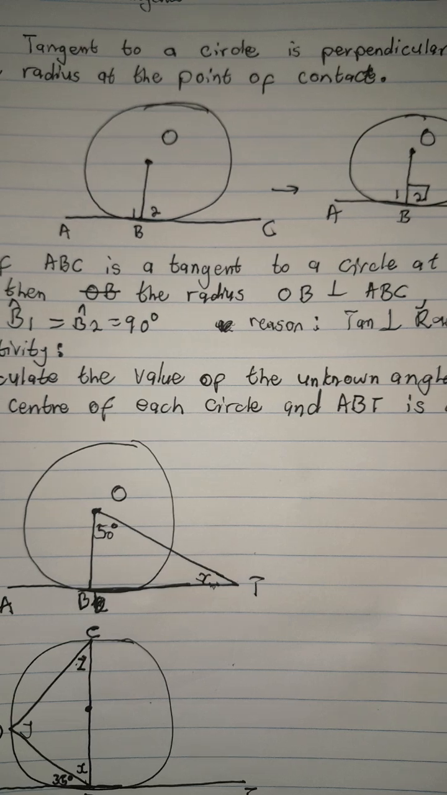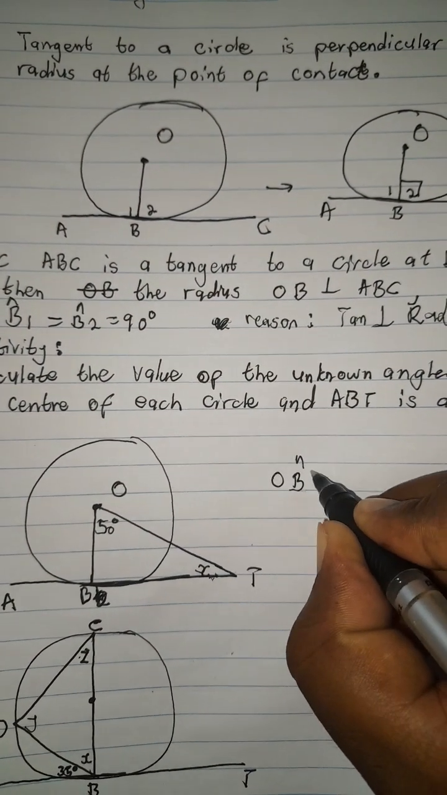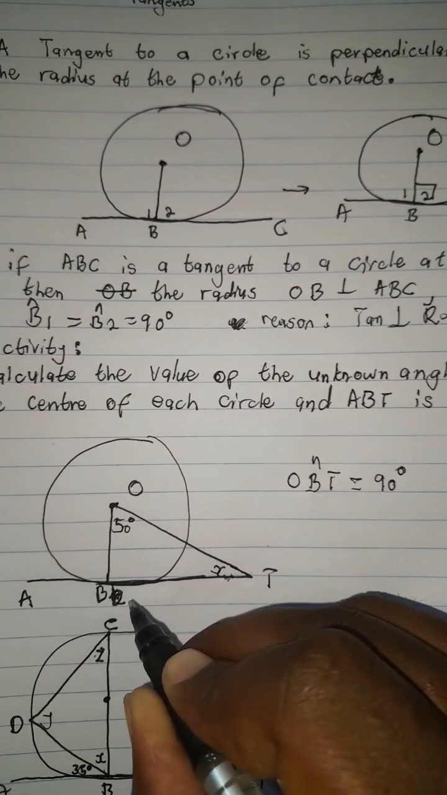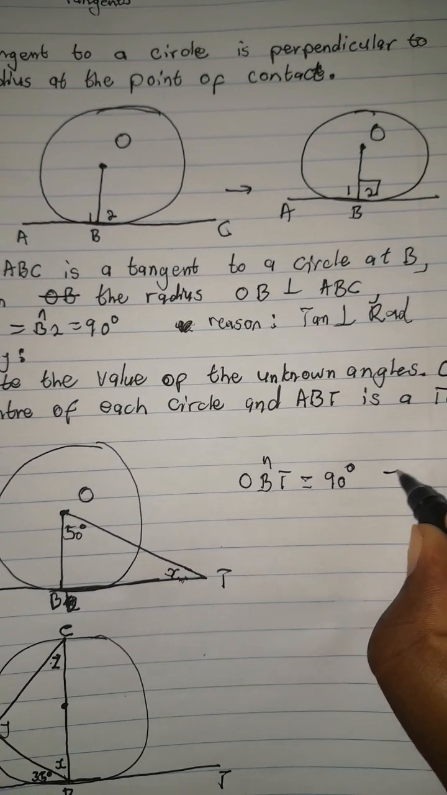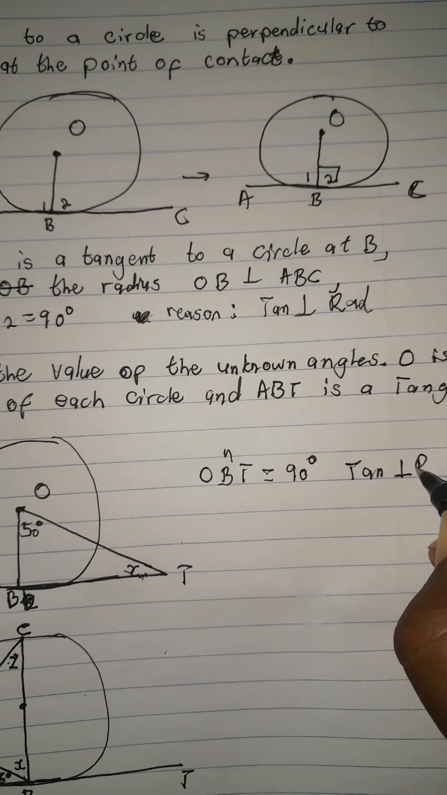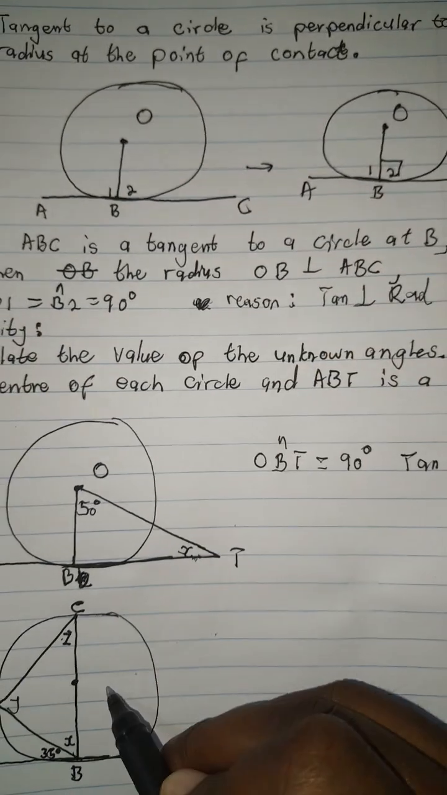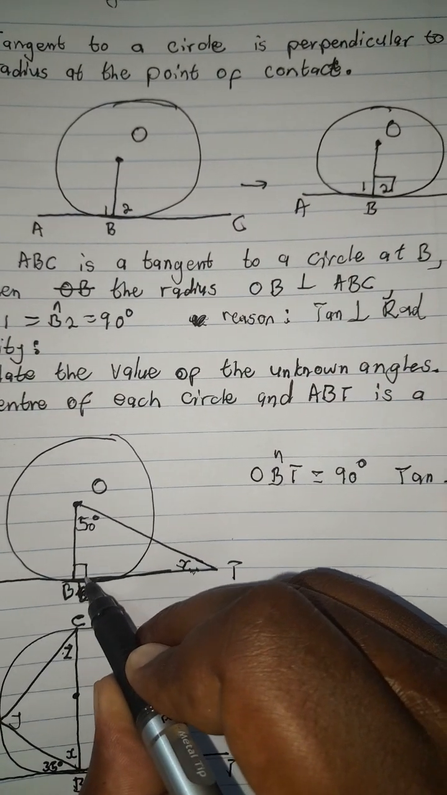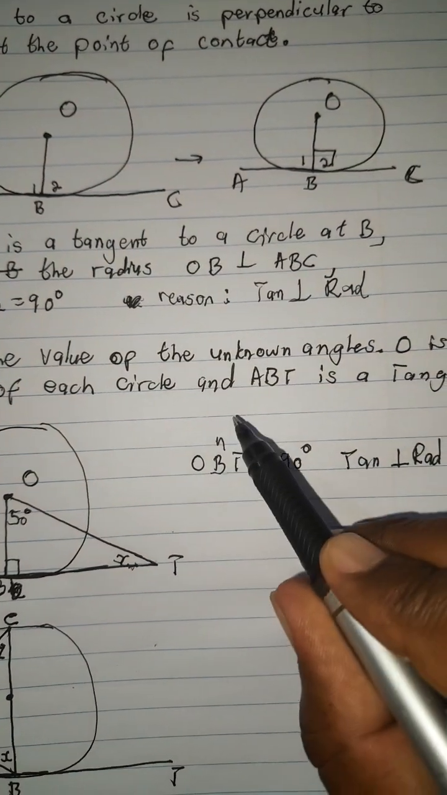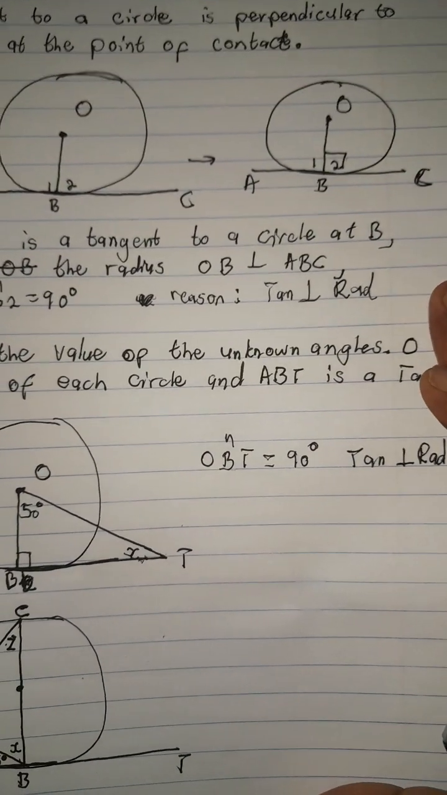So what is happening here? First things first, can you see that angle OBT is equal to 90 degrees? Why? It's because of tangent perpendicular to radius. What we have learned is that here it will form 90 degrees. That's your statement and reason. You get a mark for saying that statement and reason. Very important, guys.